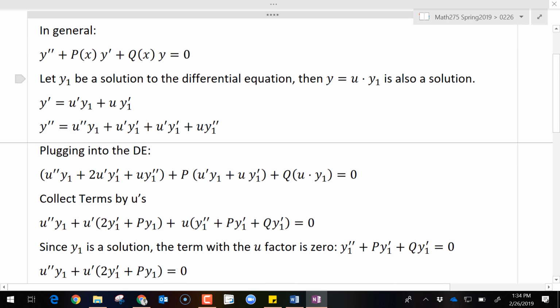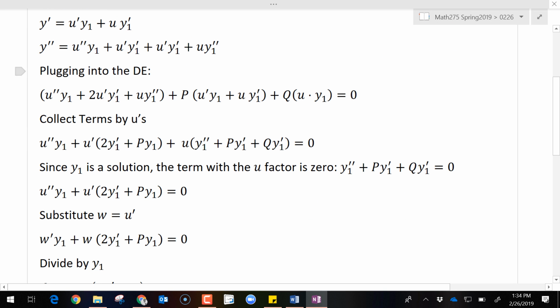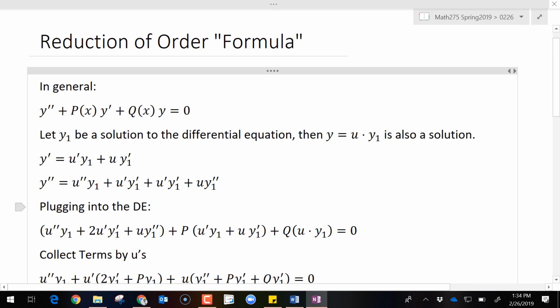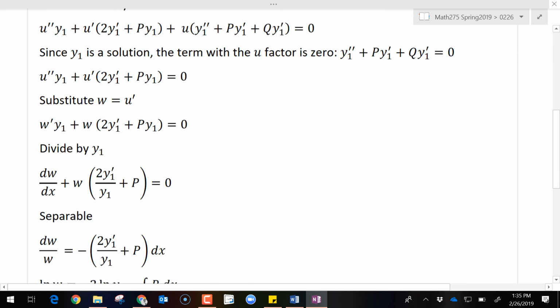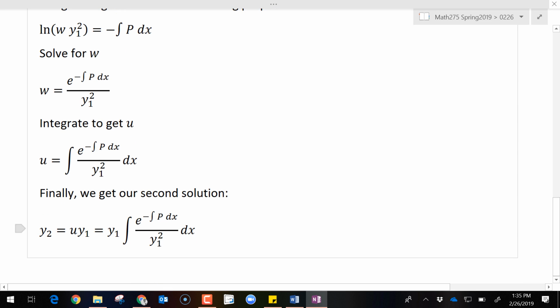So I don't want to go through the step-by-step process here. This is outlined in the book, but you assume that u times y1 is a solution, and then you take a couple of derivatives, and then you put that back into the equation, and then you're going to come up with a separable differential equation, etc. But the point is that your u is going to equal some integral of something. Okay, so let's just use this formula to verify our first warm-up problem.